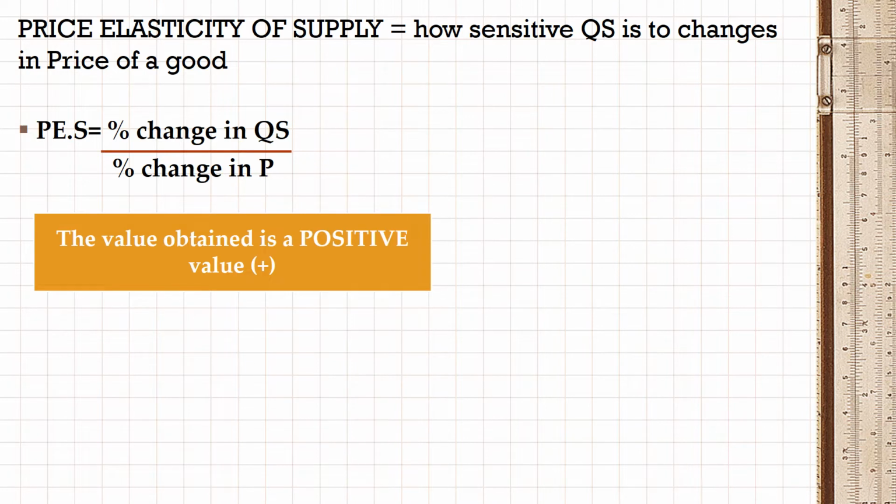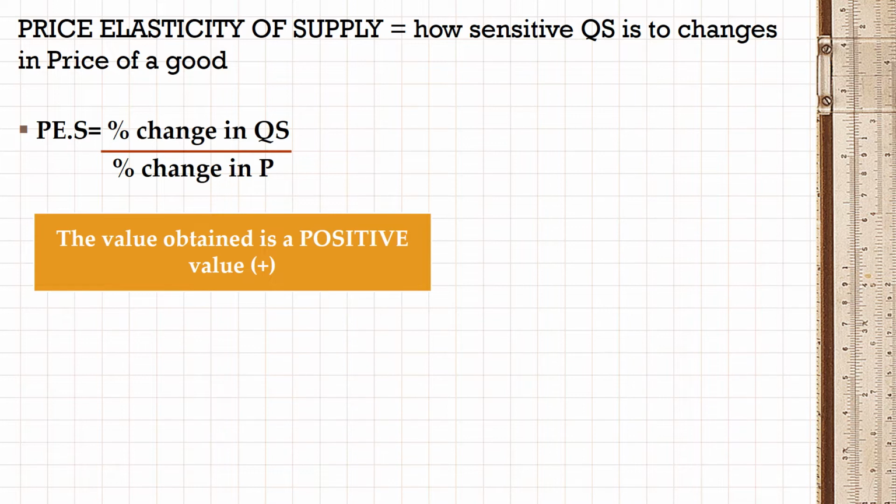So we are aware of the law of supply. There is a direct relationship between price and quantity supplied. As price rises, suppliers want to supply more. As price decreases, they supply less, because price is an incentive for firms and suppliers to expand their production and supply more. So that is why the value you obtain via the formula, which is percentage change in quantity supplied over percentage change in price, is a positive value. It is positive due to the law of supply. There is a positive relationship between price and quantity supplied.